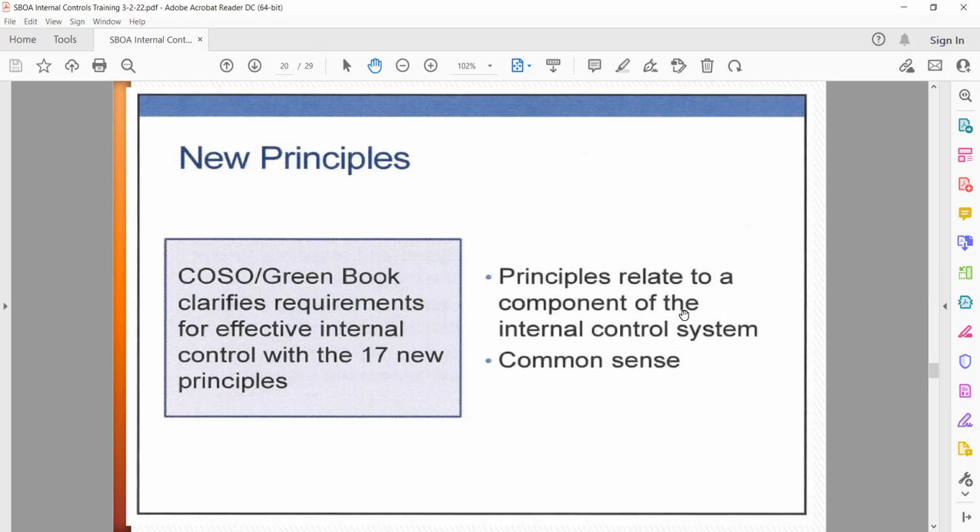Each principle relates to a component of the internal control system and is based on common sense. We will discuss these principles and provide some general examples of control procedures. Please keep in mind that the examples are just samples of control procedures to help understand what controls in each of the internal control components might look like. Remember that control should be specific to your entity. There are more examples and case studies in Part 2 of the Internal Control Manual.